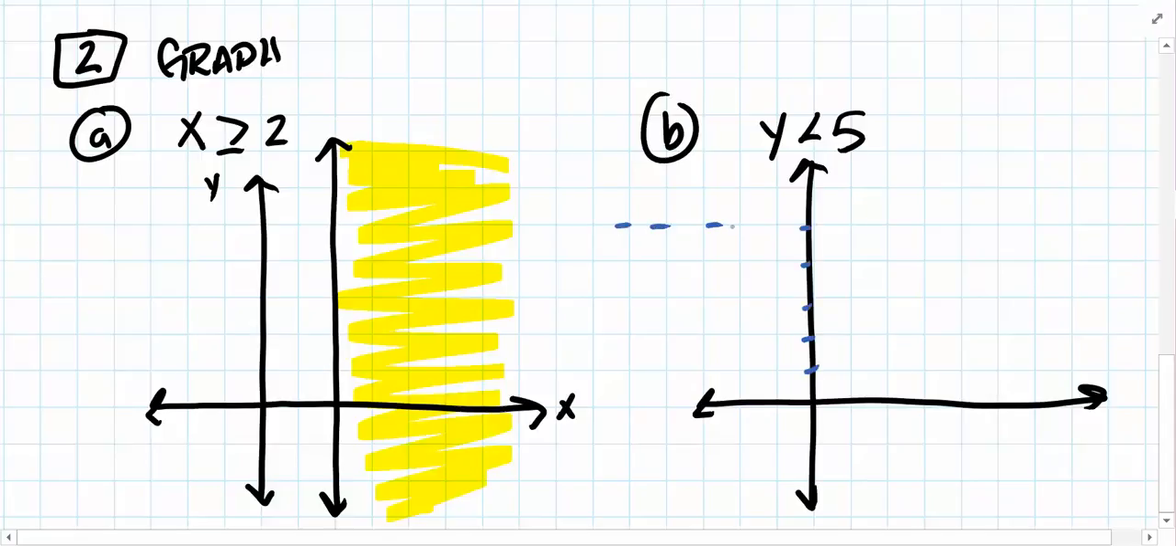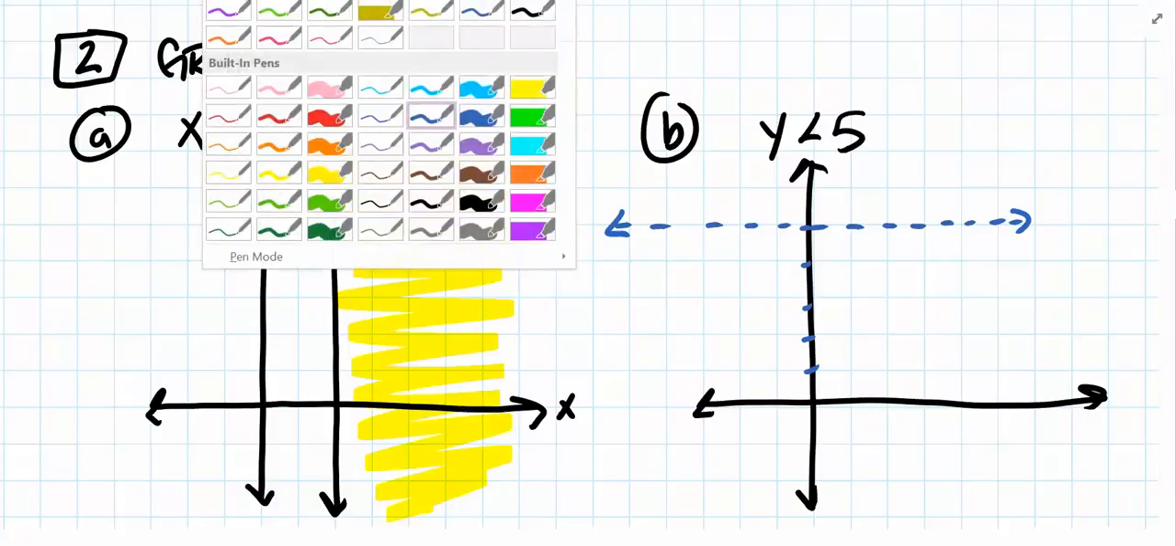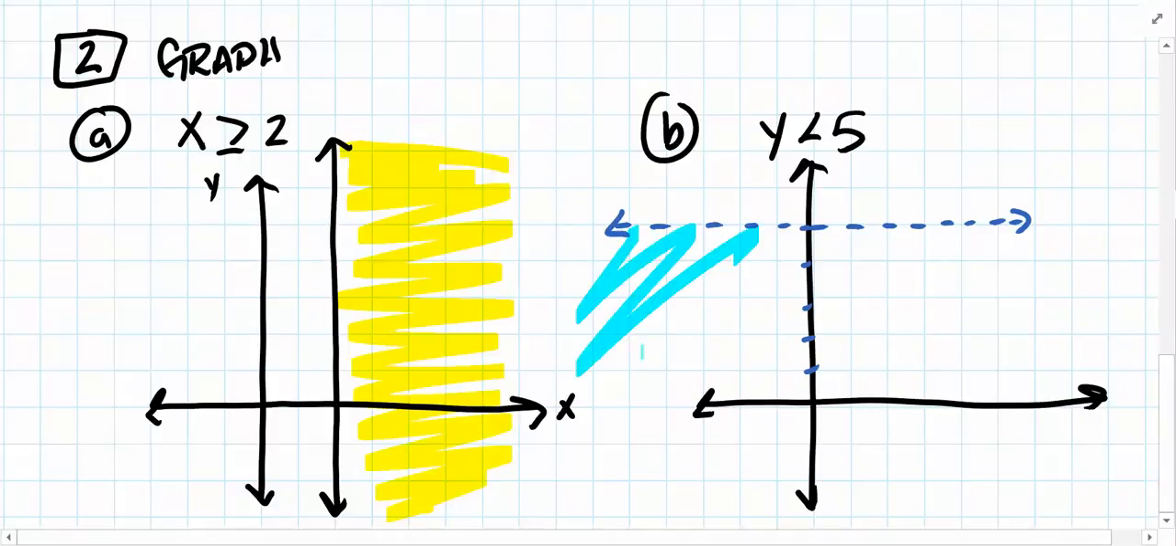Why would my line be dashed for this case? Because it's just strictly less than. So which direction should I shade? If it's less than, you should shade to the bottom. I should shade all this stuff on the bottom here, everything below, all the way down to infinity.